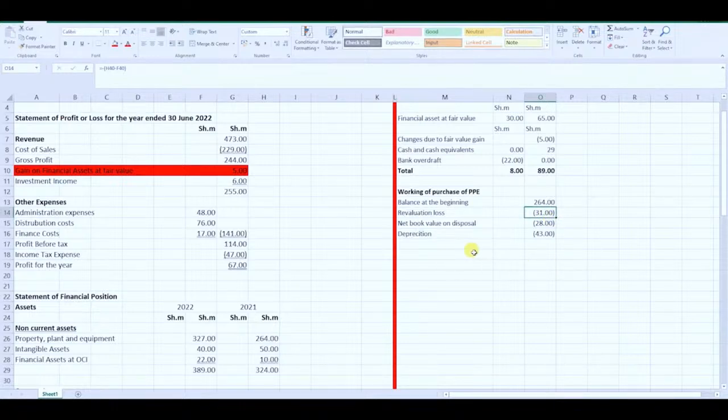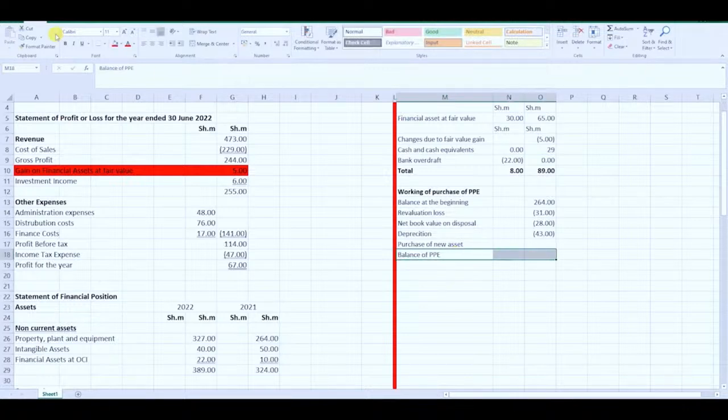Once we've done depreciation, we need then to get the purchase of new asset over here. So we don't have the value of the purchase of the new asset over here, but we already know what the balance of the PPE is. So the balance of PPE, or balance of property, plant and equipment.